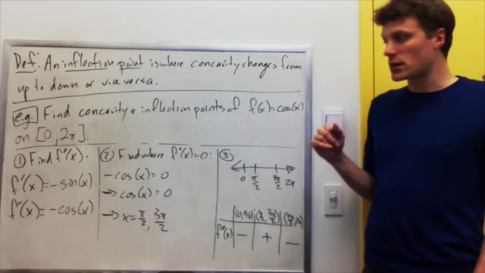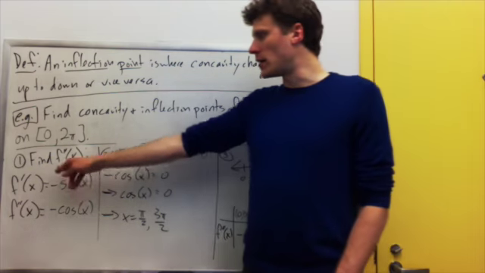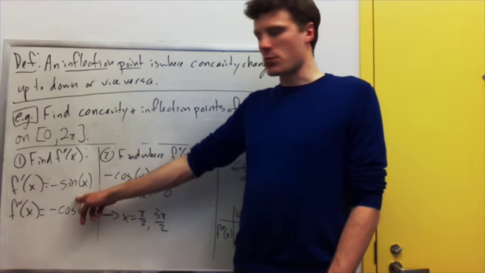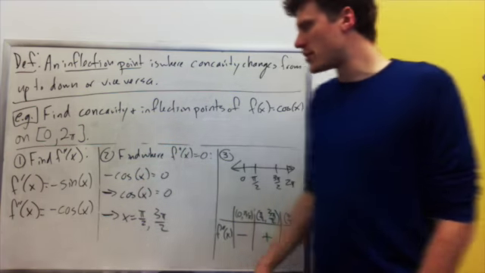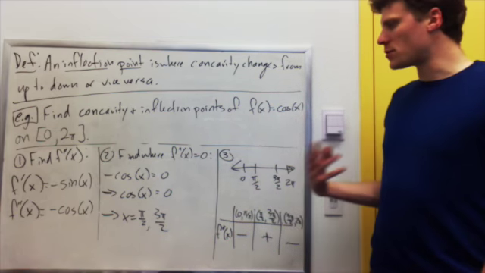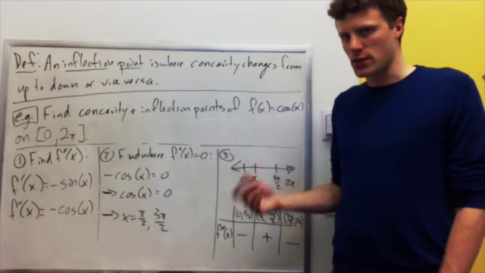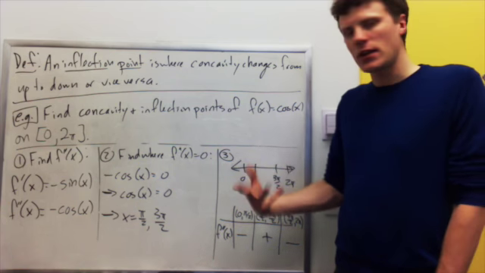to cosine of x on the interval from 0 to 2 pi. The first thing we're going to do is find f double prime. F prime is negative sine, f double prime is negative cosine. Second, we'll find where the second derivative is equal to 0 for the same sort of reason that we find where the first derivative is equal to 0 to see where a function is increasing or decreasing.